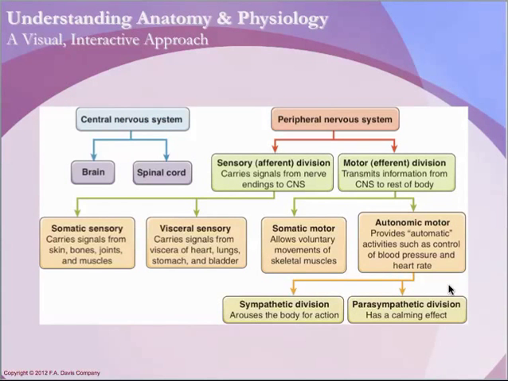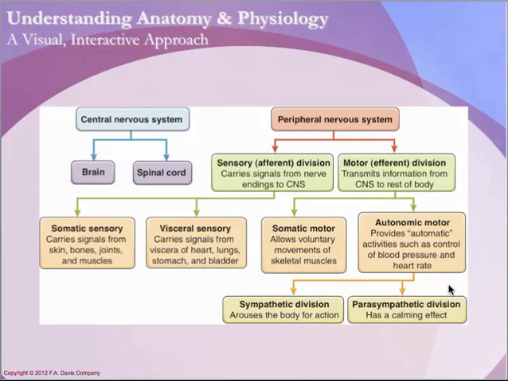This chart here helps to divide it down a little bit more. So, of course, we have the central nervous system, which is the brain and the spinal cord. It's really the peripheral nervous system that has a lot more pieces to it. So we have a sensory division and a motor division. You need to understand that the sensory division carries signals from nerve endings to the central nervous system. And then the motor division transmits information from the central nervous system to the rest of the body.